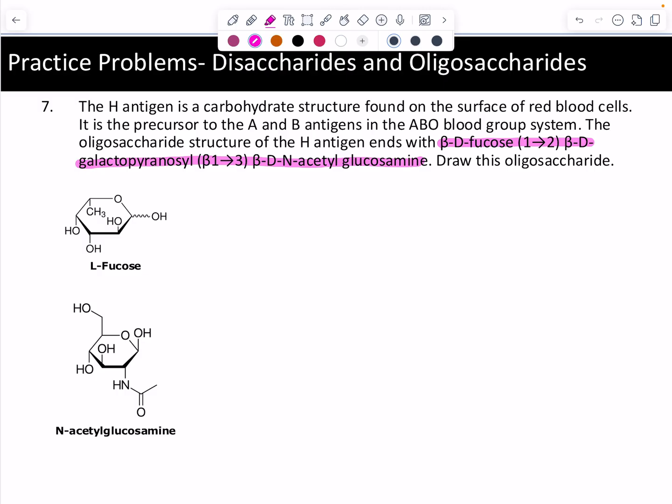But we've got the structure of fucose here. We've got N-acetylglucosamine, and let's draw in a galactose. It's a C4 epimer of glucose.